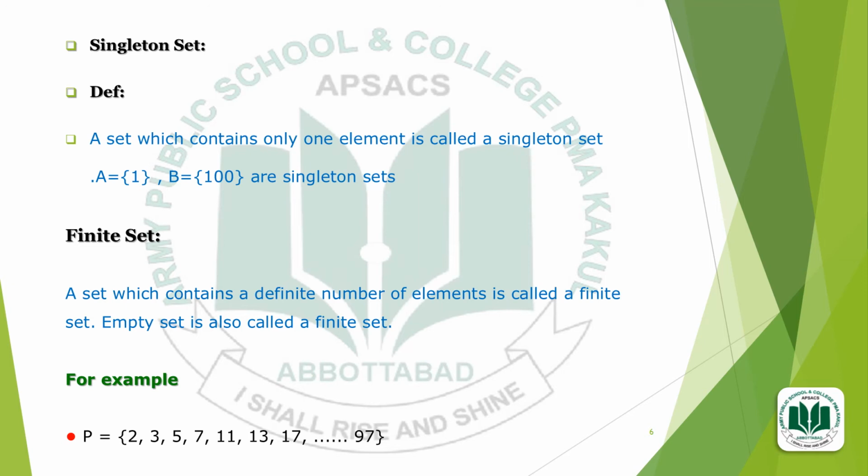Finite set: a set which contains a definite number of elements. Definite number of elements means a set whose elements are countable is called a finite set. Empty set is also called a finite set. For example, P = {2, 3, 5, 7, 11, 13, 17, up to 97}. Dots represent and so on. We can see that the first element of P is 2 and the last element of set P is 97. So it is a finite set.